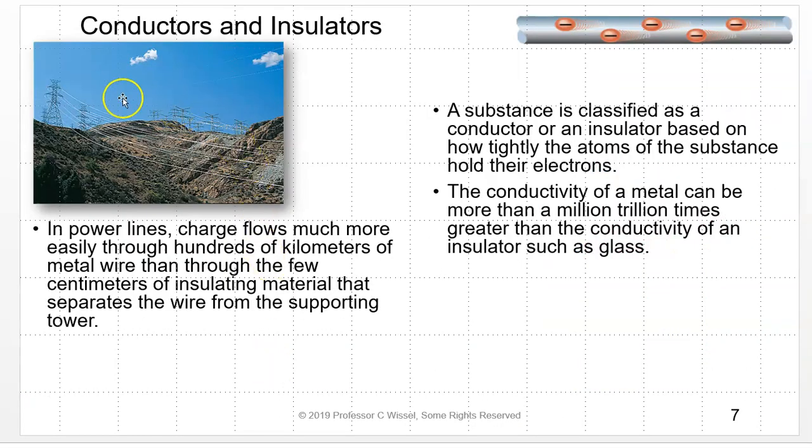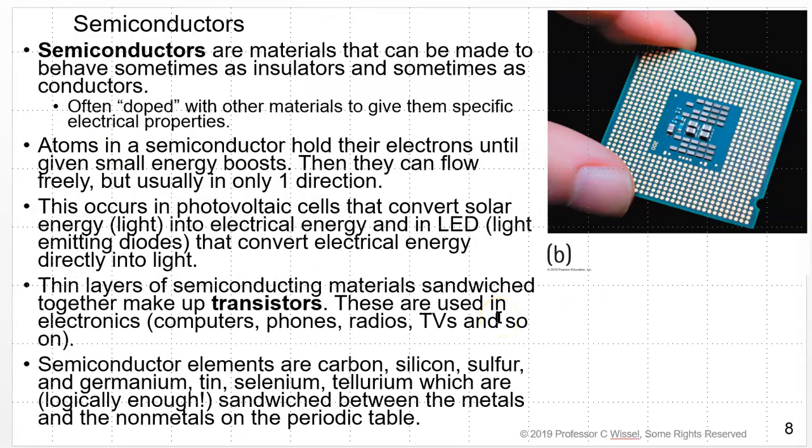Now, in power lines, the charge moves much more easily through the hundreds of kilometers of metal wire than it does through the few centimeters of insulating material that separates the wire from the supporting tower. A substance is classified as a conductor or insulator based on how tightly the atoms of the substance hold their electrons. The conductivity of metal can be more than 1,000,000,000,000 times greater than the conductivity of insulators such as glass.